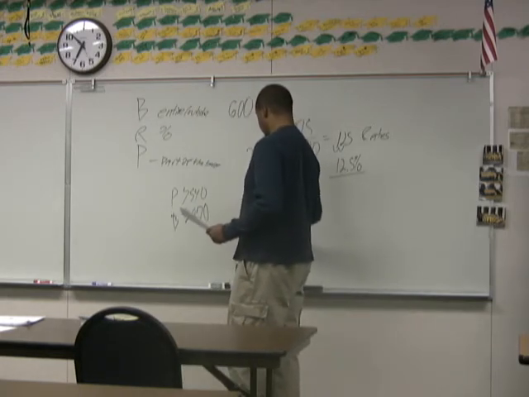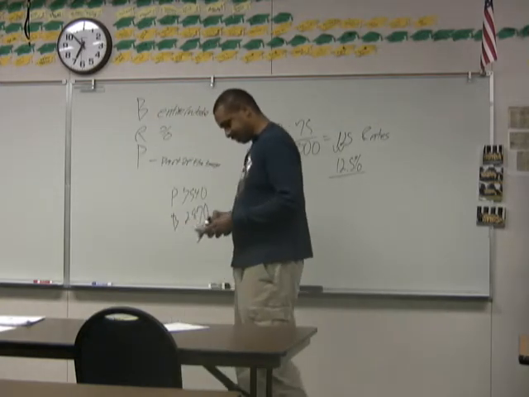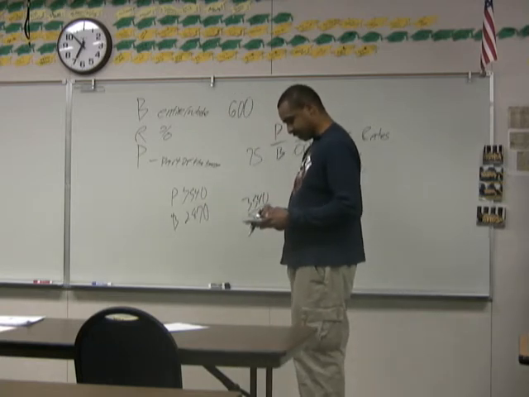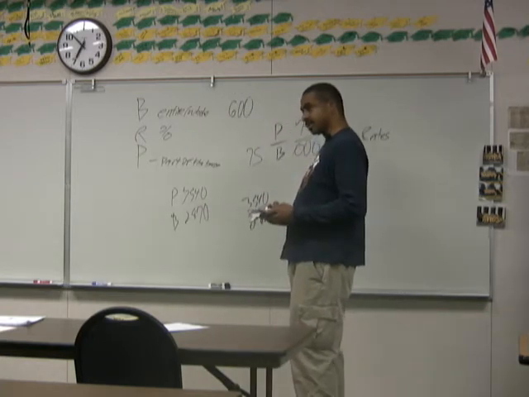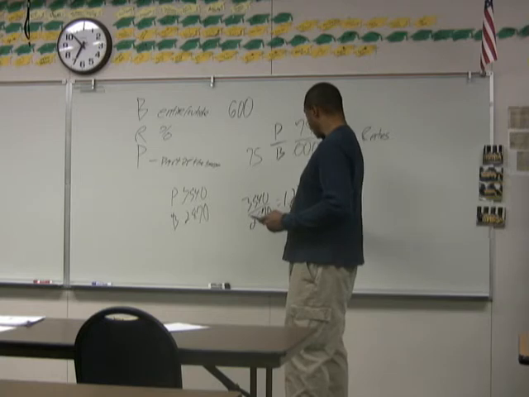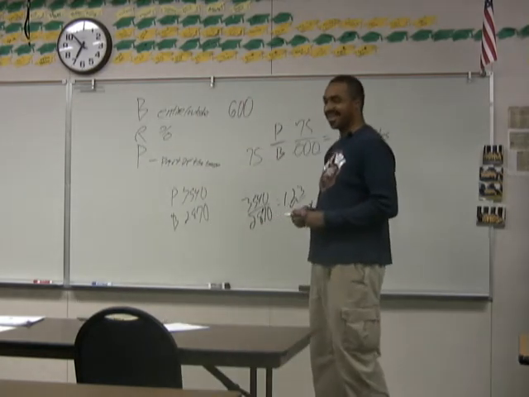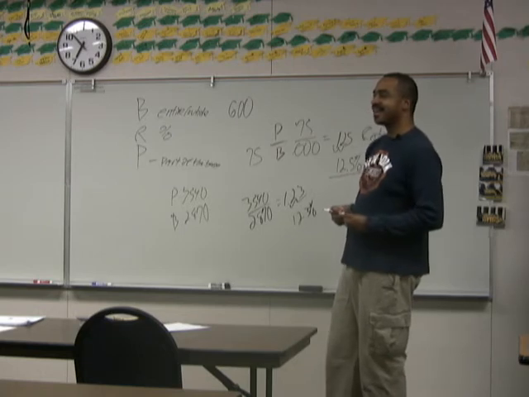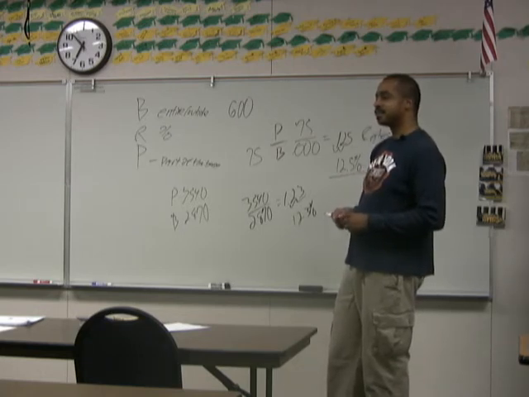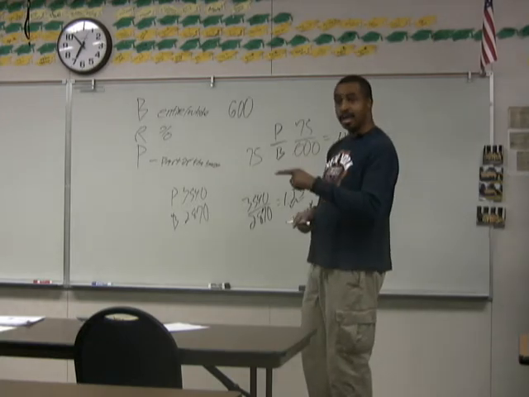3540 divided by 2870. So 123% of the class flunked out? Good catch. Everybody catch that?